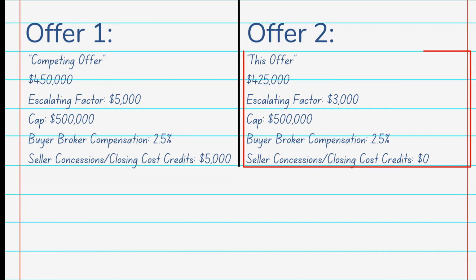Offer 2, which we will call this offer. Starting amount is $425,000. Escalating factor is $3,000. The buyer's cap on this offer is also $500,000. Buyer broker compensation is also 2.5%. No closing costs are being requested for this offer.